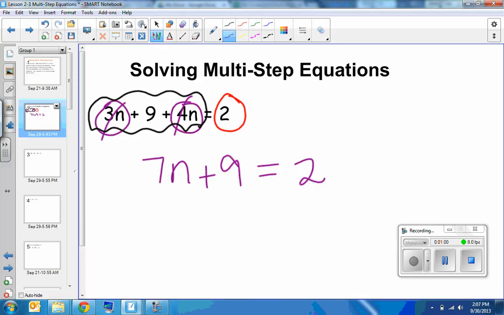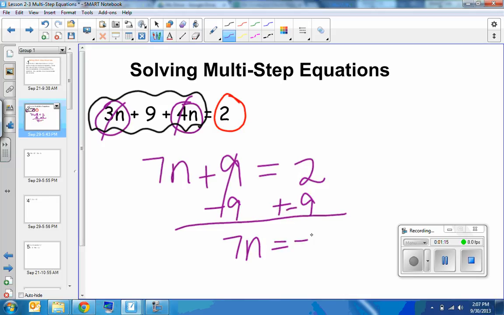Now we have a two-step equation. Opposite of adding is subtracting, so I'm going to subtract 9 from both sides. Bring down 7n. 2 minus 9, keep, flip, change. You get negative 7. Opposite of multiplying is dividing, and n equals negative 1.